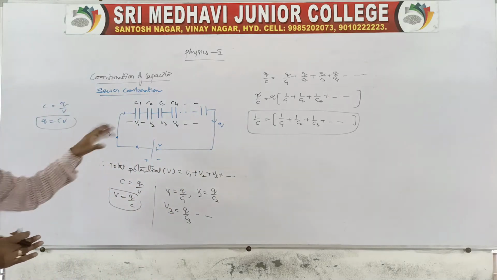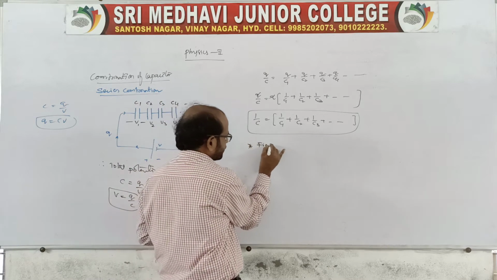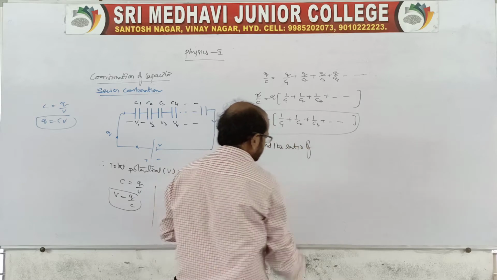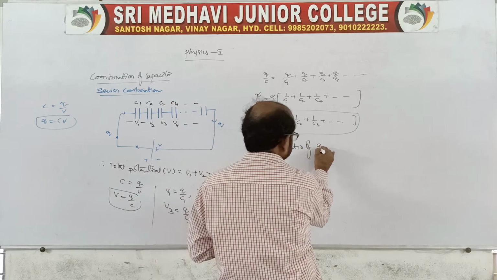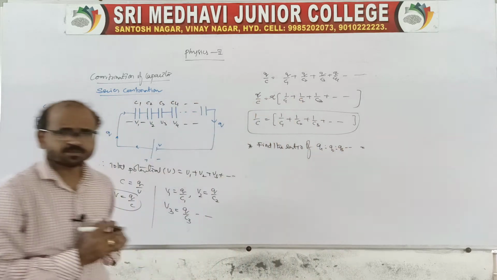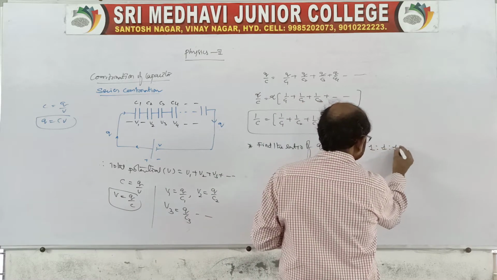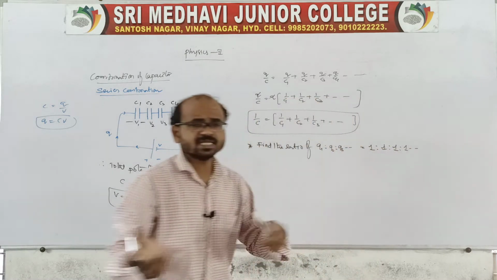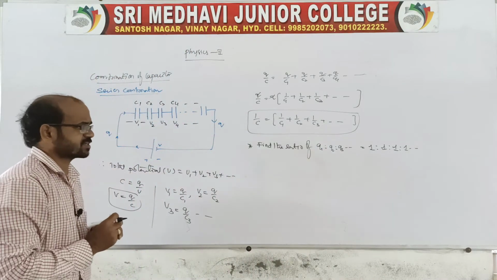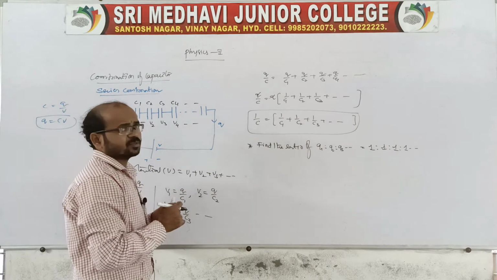And in case of a series combination, he may ask you, find the ratio of charge. So Q1 is to Q2 is to Q3, because Q remains the same, no? When it remains the same, it is 1 is to 1 is to 1 is to 1, and so on, because it remains the same on each and every capacitor plate. Therefore, 1 is to 1 is to 1 is to 1.